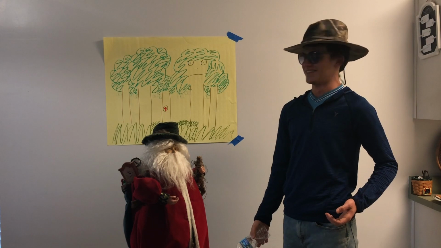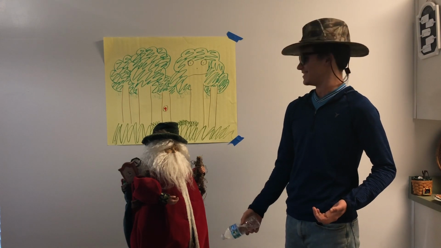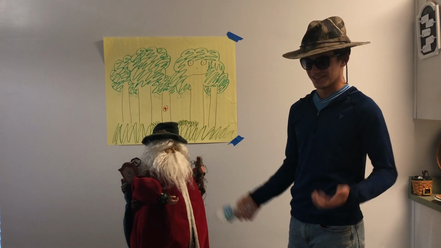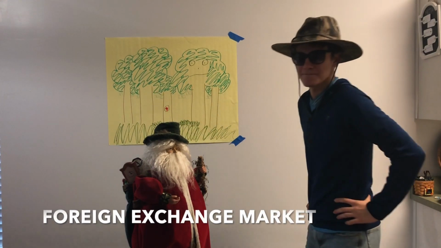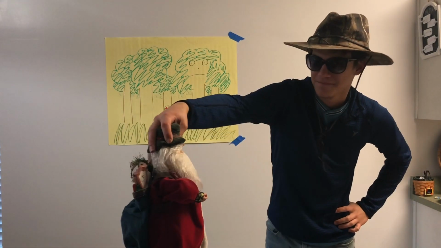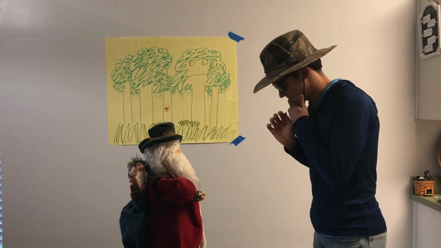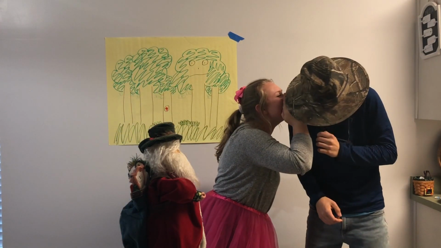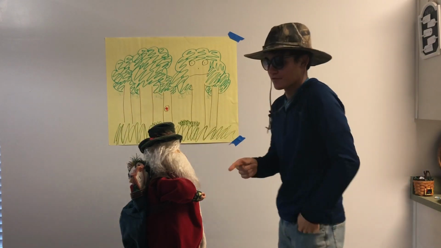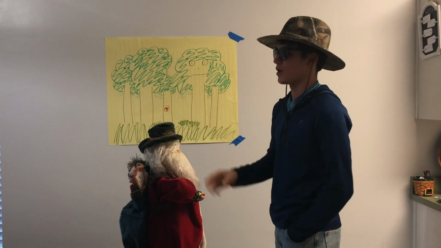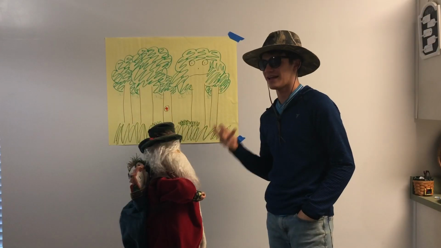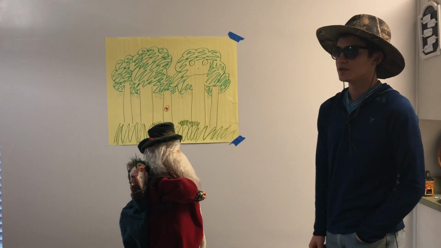In order for you to pass, you must first answer these questions about the foreign exchange market graphs. All right. Your first question is, what are the shifters? Okay. For the foreign exchange market, the demand shifters can be described with the acronym TRIP, which refers to taste, interest rates, income, and prices. All right, I'll accept that answer.